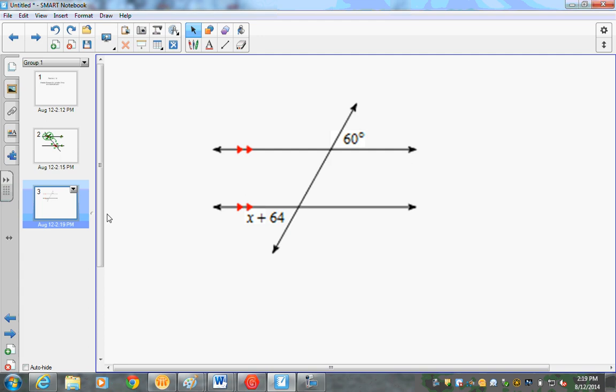All right, here we go. Here's an angle where we have a 60-degree angle and then we have an x plus 64. Now what we have to do is we're going to have to solve for x. Now in order to solve for x, we got to take a look at this angle and we got to look at this angle here. And the question is, are they congruent?